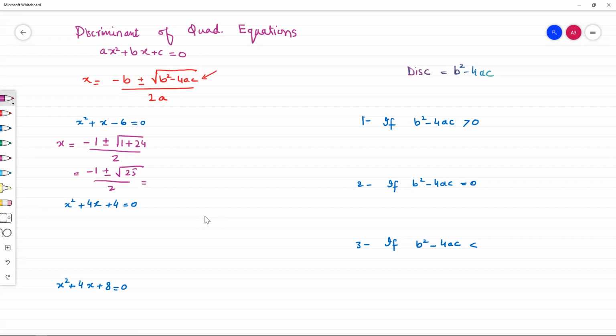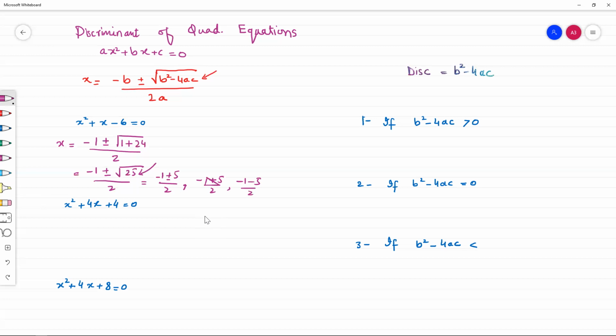And when you solve this, minus 1 plus minus 5 over 2. So after this, we can put minus 1 plus 5 divided by 2 and minus 1 minus 5 divided by 2. So in this way, we got two solutions of the quadratic equation. If you look at this here, the b square minus 4ac, or the discriminant, this is called the discriminant, was positive.